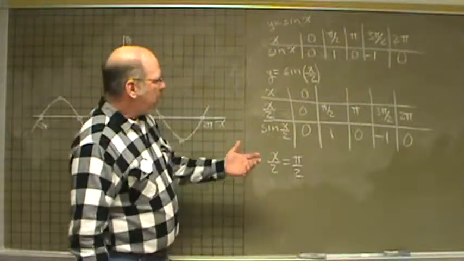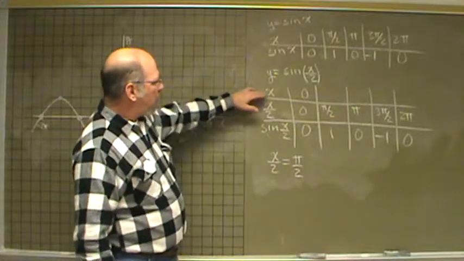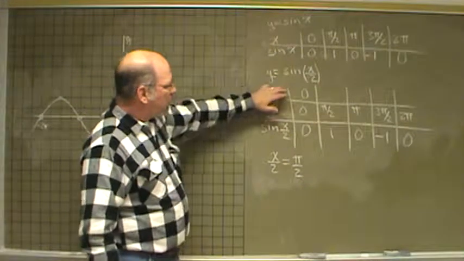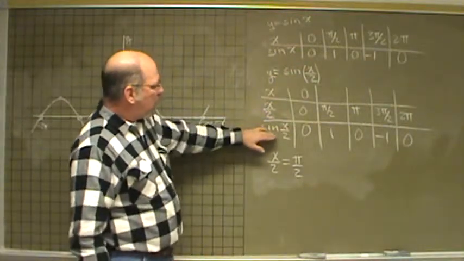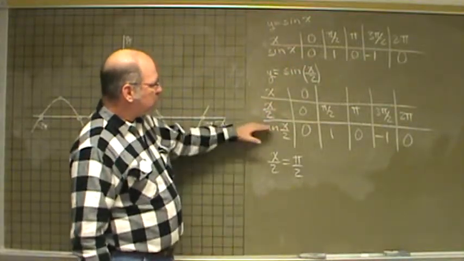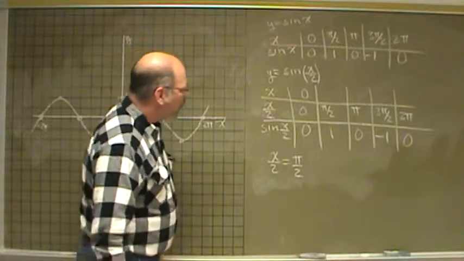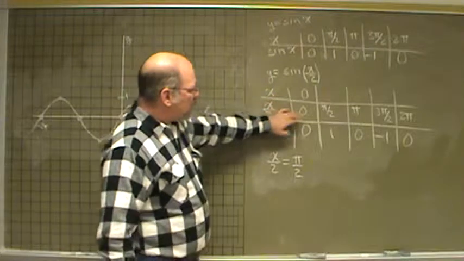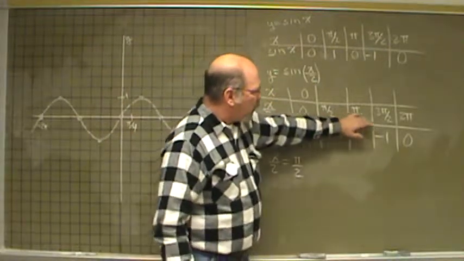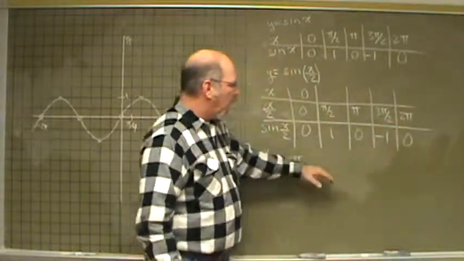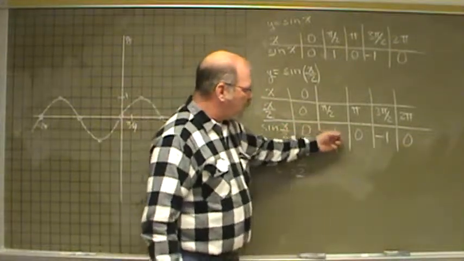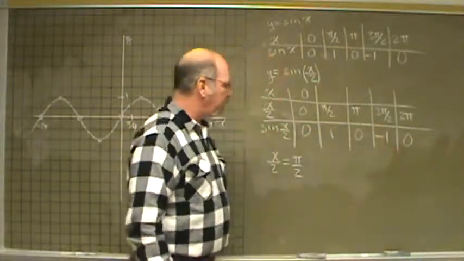Now, same table setup as before. The top line is x, the values of x that we're going to plot. Then x over 2, the argument of your sine function, and then the sine function itself, sine of x over 2. I want x over 2, the argument, to be 0, pi over 2, pi, 3 pi over 2, and 2 pi, because those are special values for sine. That gives me 0, 1, 0, negative 1, and 0.